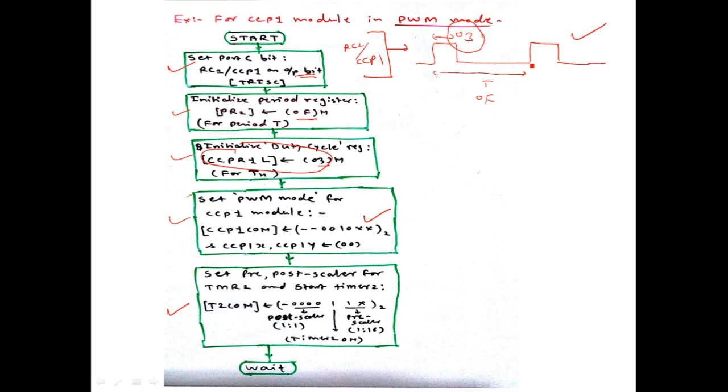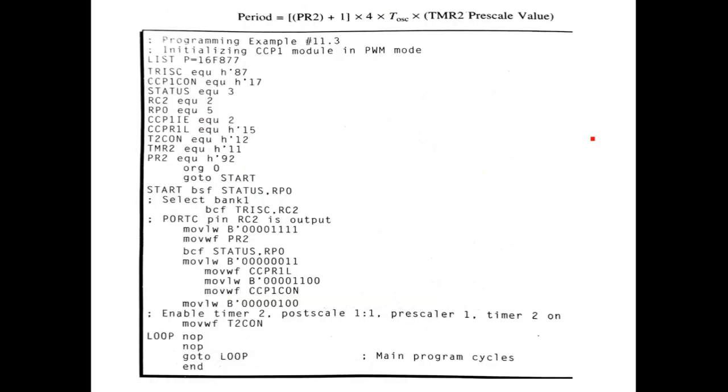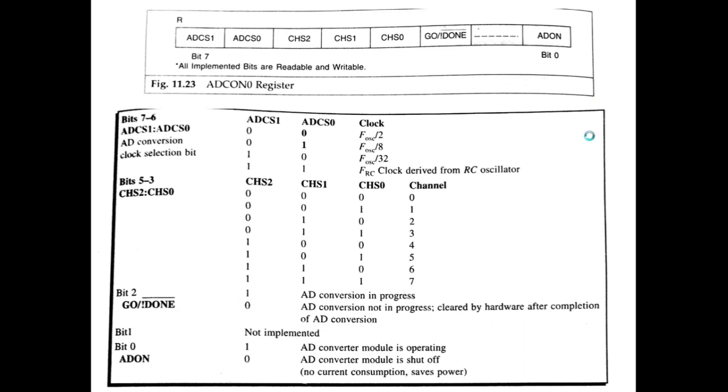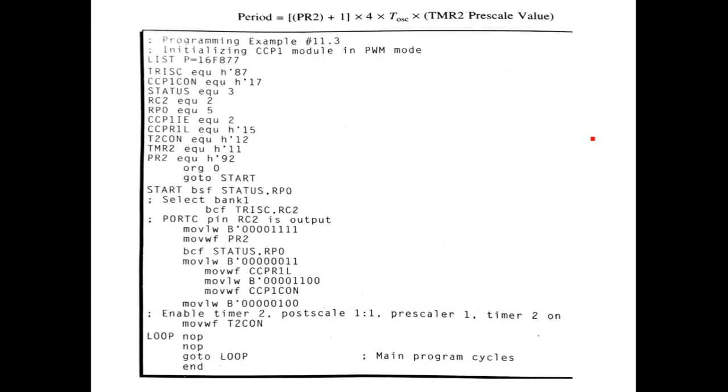Yes. Okay. Now, with this we have finished the discussion of CCP modules. 3 modes of operation as we have seen: capture mode, compare mode, and PWM mode. Now, of course you can look at this program. I think we have discussed this type of programs many times. You just compare that flowchart with this program, and you can see how the different registers are loaded appropriately.